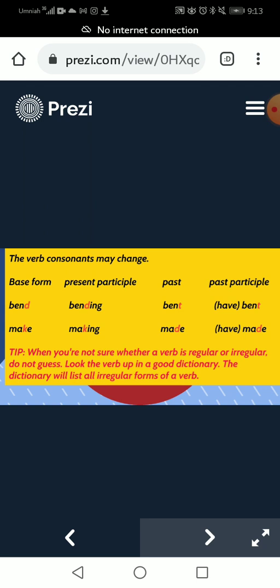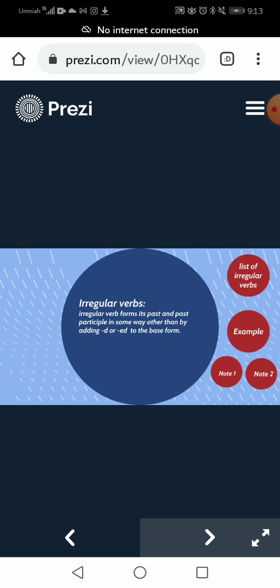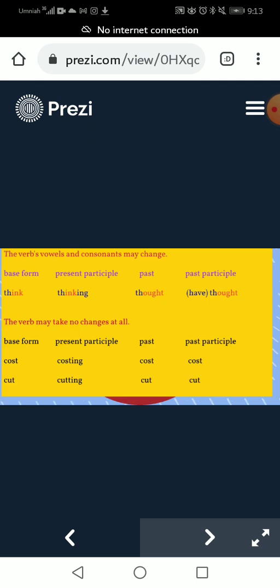Now, here's the tip. When you are not sure whether a verb is regular or irregular, do not guess. Look the verb up in a good dictionary, because the dictionary will list all irregular forms of a verb. Now, the verb's vowels and consonants may change as well. The base form of the verb think, in the present participle, it's thinking. In the past, thought. Past participle, it's also have thought.